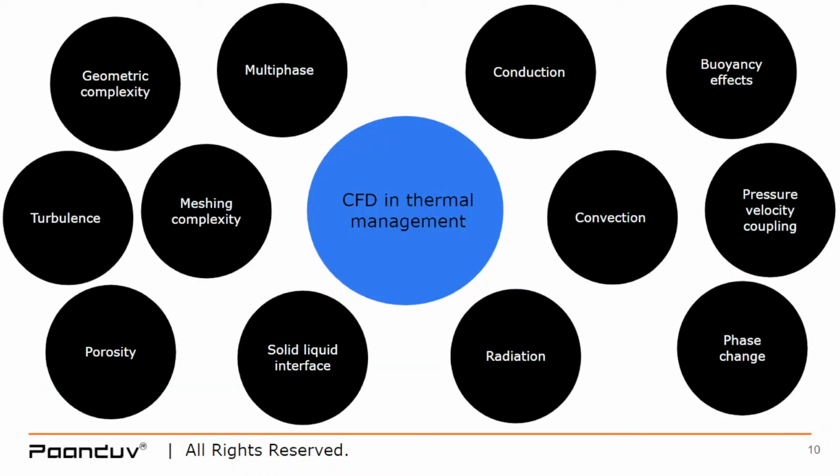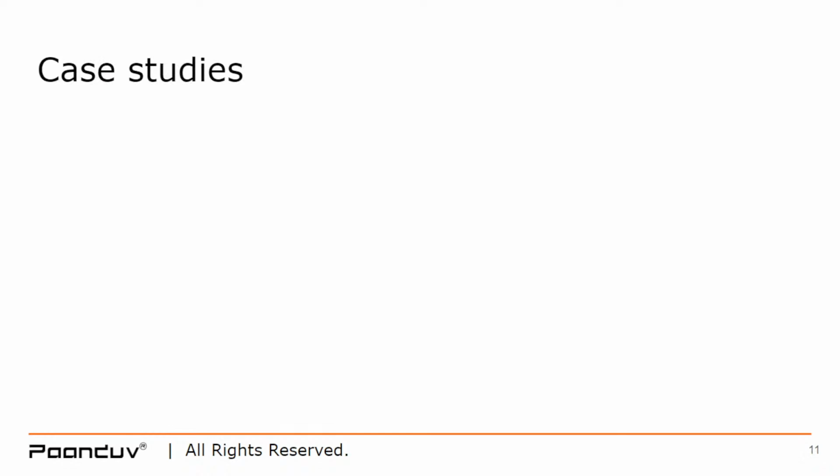In short, CFD in thermal management captures a lot of physics, including multi-phase, conduction, buoyancy effects, convection, radiation, pressure-velocity coupling, solid-liquid interface modeling, porosity capturing, turbulence capturing, and at the same time it captures the geometric complexity of a system. Many times these systems are very complicated and have very intricate parts inside them, so it becomes important that all that geometric complexity is captured along with the right meshing strategy.